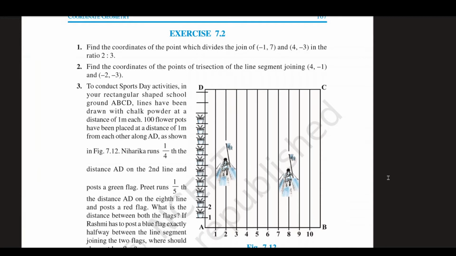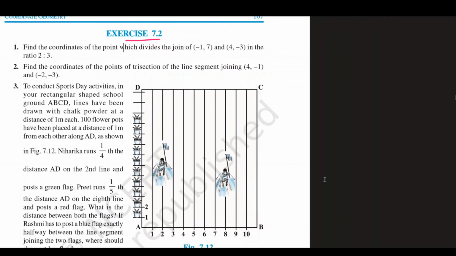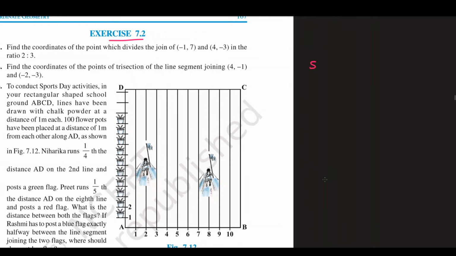Hello everyone. Today we will be doing exercise 7.2 of coordinate geometry, NCERT class 10. So हमने last video में एक formula देखा था, that is section formula, which states that if we have 2 points, say A and B, and a point P in between AB, and we want this ratio AP upon PB to be m is to n.